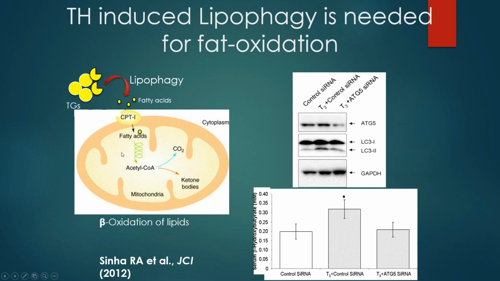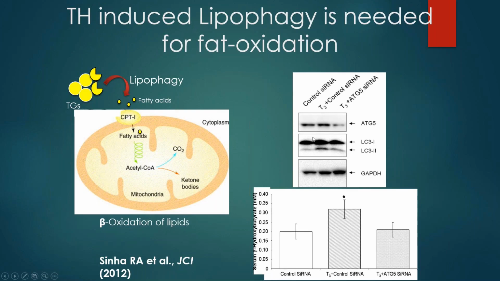So how do you do that? You use an siRNA. This is an ATG5 siRNA we used. ATG5, as you know, is one of the ATG family of proteins which are known to regulate autophagy. If you knock down one of these proteins, the cells lose the ability to invoke the autophagic machinery.